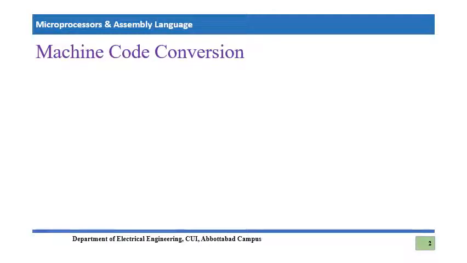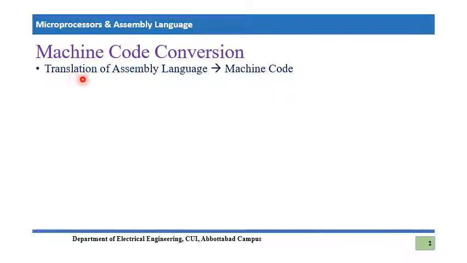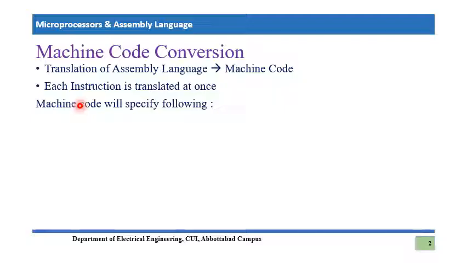Okay, what is machine code conversion? It is simply translation of assembly language into machine codes or binary data which can be understood by the microprocessor. So machine code conversion is simply translation of assembly language into machine code. Each instruction is translated at once.